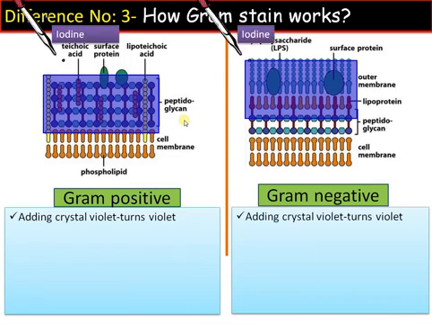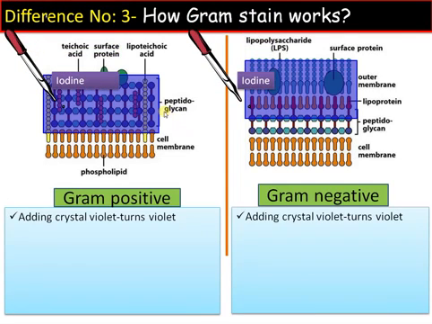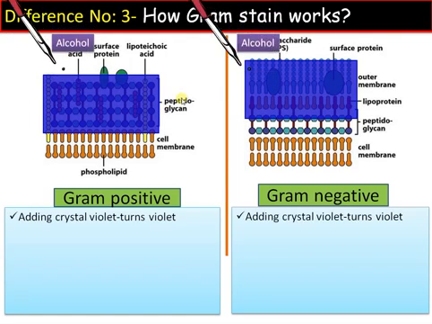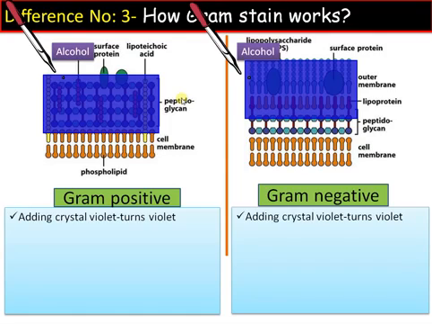The second step is the addition of iodine solution. Iodine is a mordant that will help effective staining. So it becomes more stained on addition of iodine. And this is followed by the most critical step, that is the alcohol treatment.